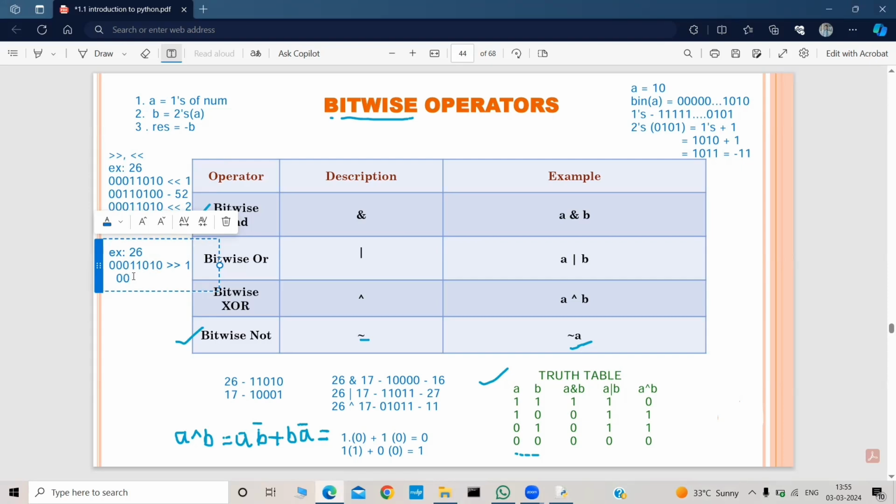So 0, and this 0 will come here, 0, and 1 will come here, and 1, and then 0, 1, and 0. So we can't keep this, and now this 0 will be ignored, and we keep a 0 here. In this way, we will shift the bits. And if we compute this, we will get 2 power 0, that was 1, plus 4 plus 8, that was 13.